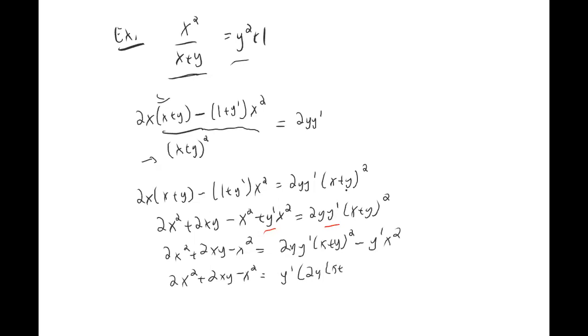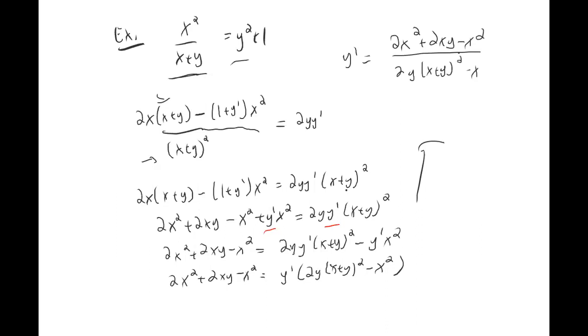2y times x plus y squared minus x squared. And then voila, you have your answer. So y prime is 2x squared plus 2xy minus x squared over 2yx plus y squared minus x squared. Everyone good? Things are going to get more and more tricky. So okay.